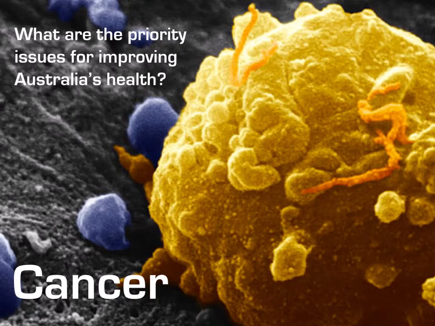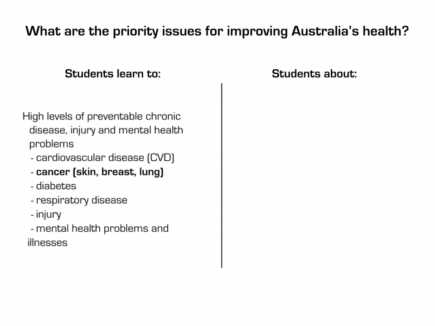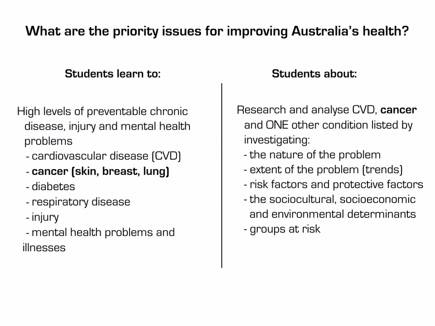This presentation will provide an overview of cancer to address the focus question, what are the priority issues for improving Australia's health? The syllabus suggests that you must learn about cancer as well as CVD and one other condition. You must learn about the nature of the problem, the extent of the problem, trends, plus risk and protective factors, the socio-cultural, socio-economic, environmental determinants, and of course the groups at risk.